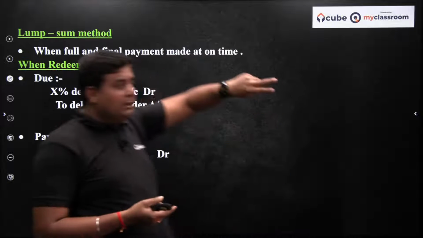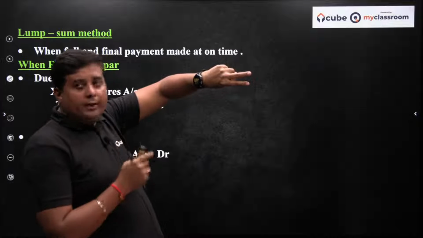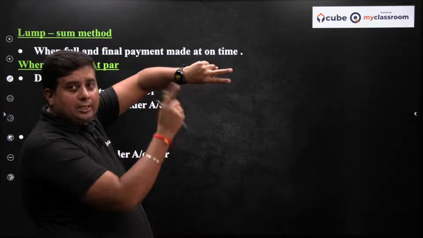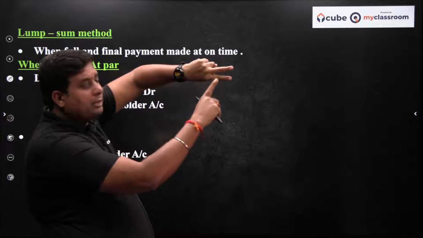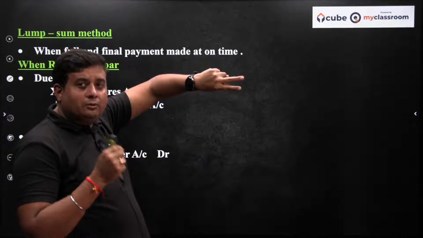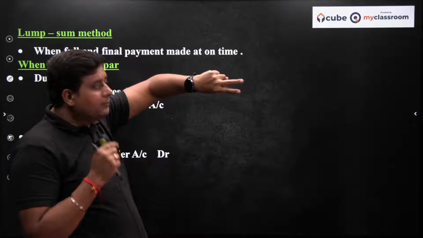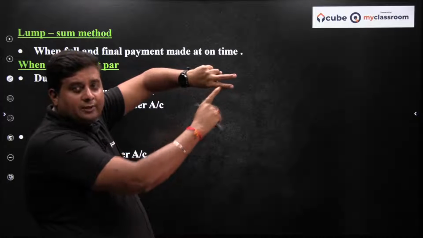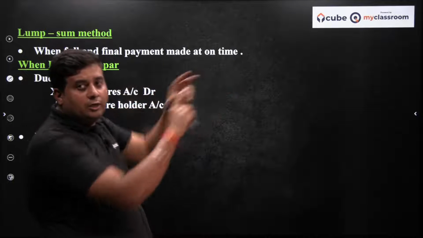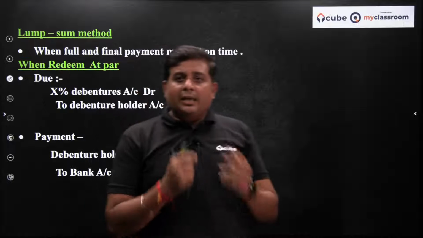So let's take an example. Let's look at my two fingers. Bank account debit to X% debenture. Whenever we take the loan, the journal entry should be bank account debit to X% debenture. Here X% debenture is basically the rate of debenture you are taking. Whenever you repay the loan, the entry should be X% debentures account debit to bank account. So you can check the entries anytime.